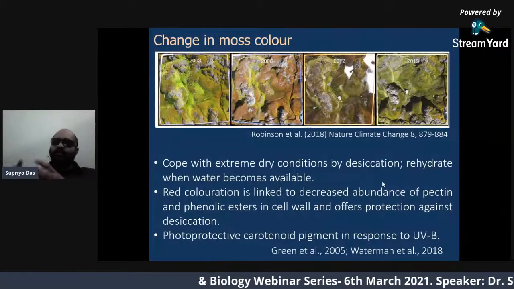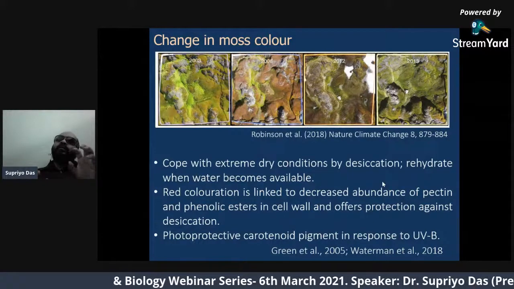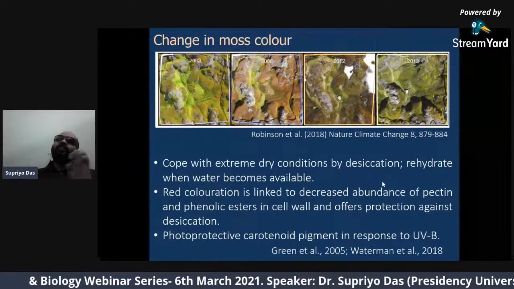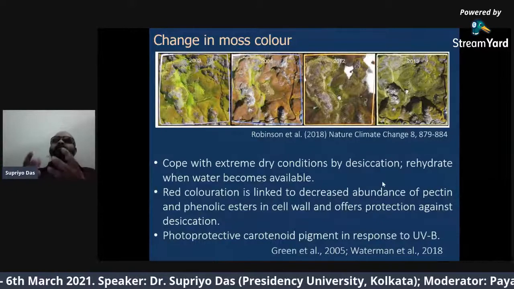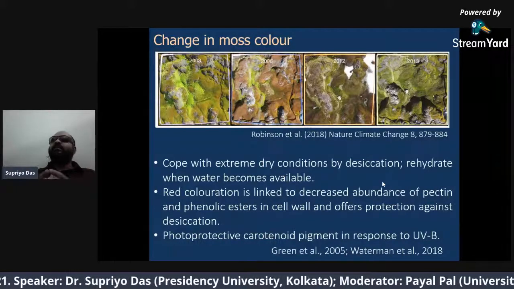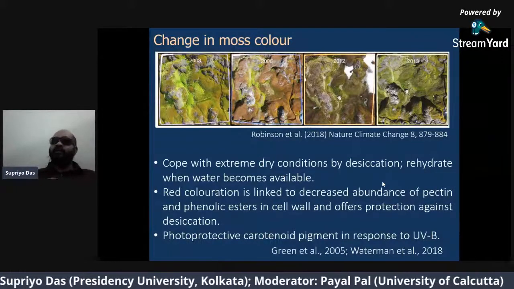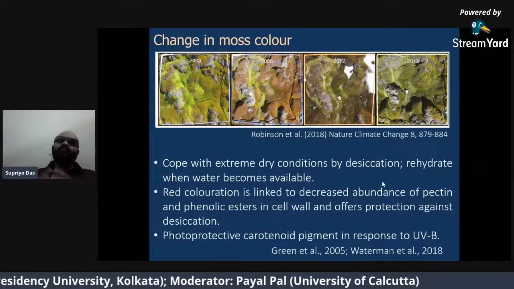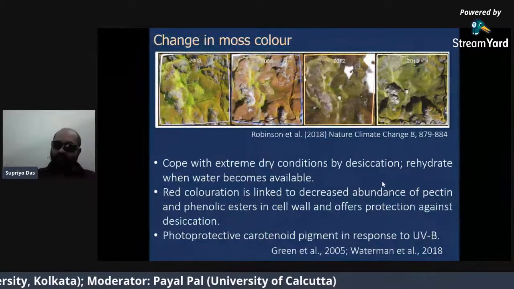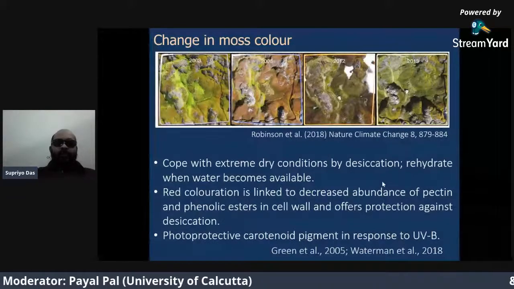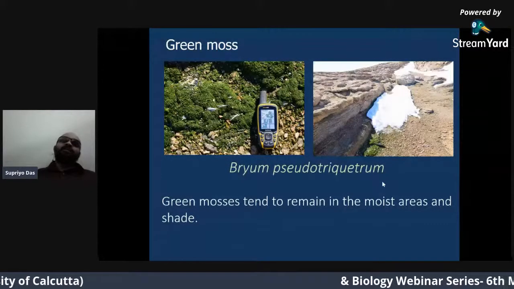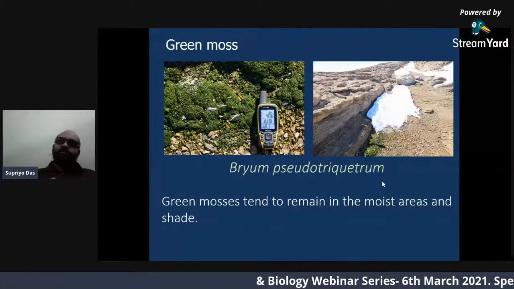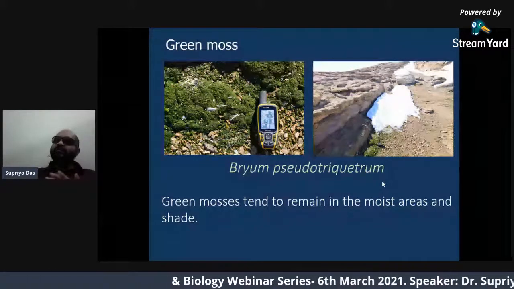That's how people understood. Now there's another component, which is the UVB radiation. The moss mostly stay in open areas, so they receive a lot of sunlight and UV radiation, and they also protect themselves from the UV radiation by changing the color. Now, what I observed in Larsemann Hills is that the green moss mostly resides in the shades.